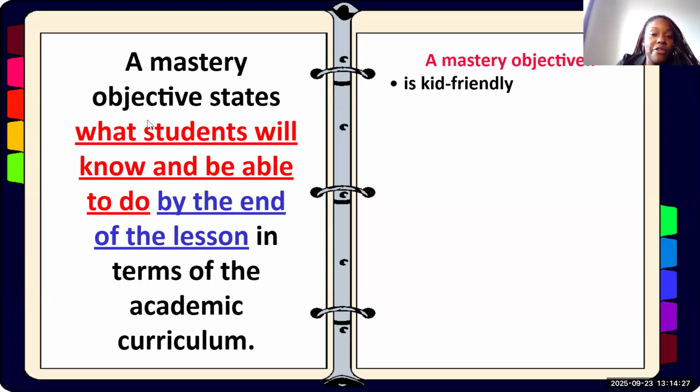So mastery objectives are for kids. They are kid friendly. They do need to be posted. And more importantly, they need to be shared with kids. No one can hit a target they can't see.